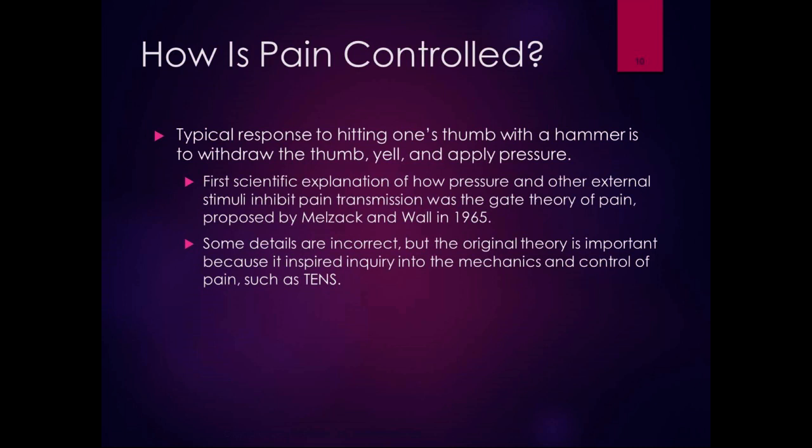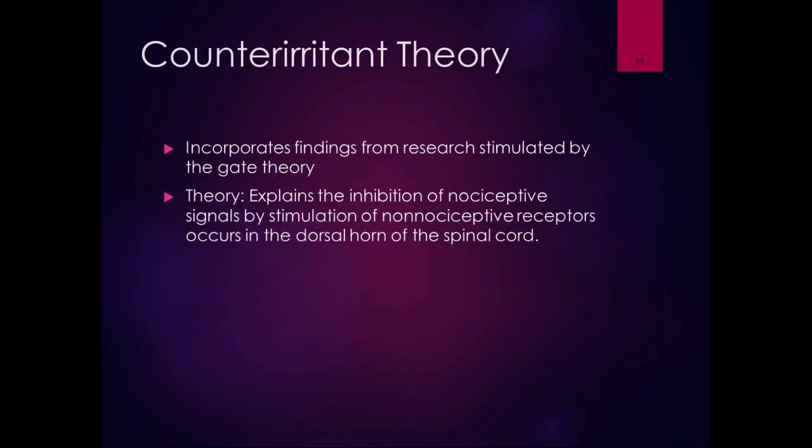So kind of the typical response, you hit your thumb with a hammer, you withdraw the thumb, maybe you yell, you apply pressure to it, and sort of the first scientific explanation of how pressure and other external stimuli inhibit pain transmission was the gate theory. And that was proposed by Melzack and Wall in 1965. So the original theory, some of the details are not quite all there, or maybe a little bit incorrect, but the original theory is important because it inspired inquiry into the mechanics and control of pain, such as using TENS to control pain. So we talked about that last quarter.